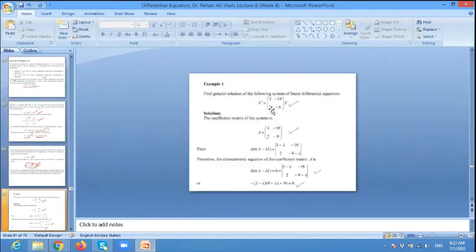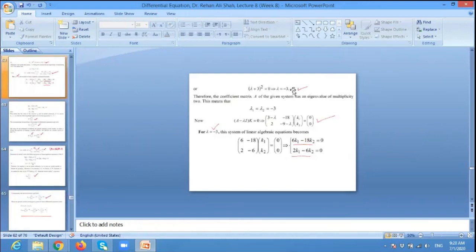This is an example. So if you write the characteristic equation, it will be determinant of A minus lambda I equal to 0. So the roots are minus 3 and minus 3. ये क्लियर है? Yes, sir. ओके जी. For lambda equal to minus 3, you will get this system of equations.